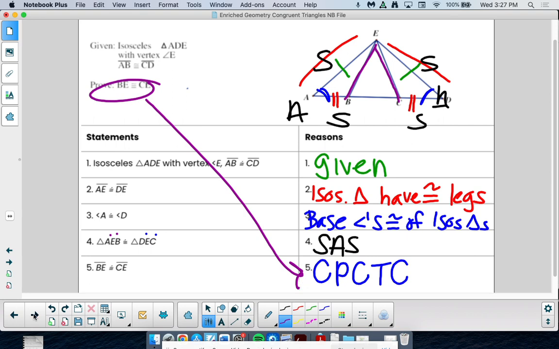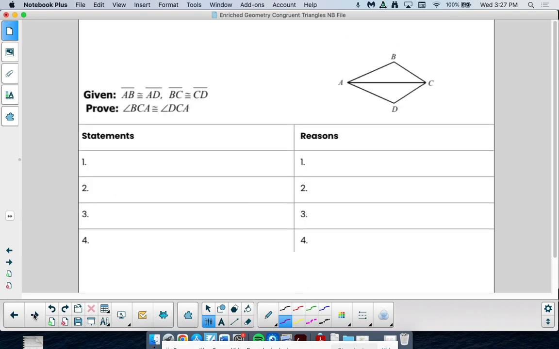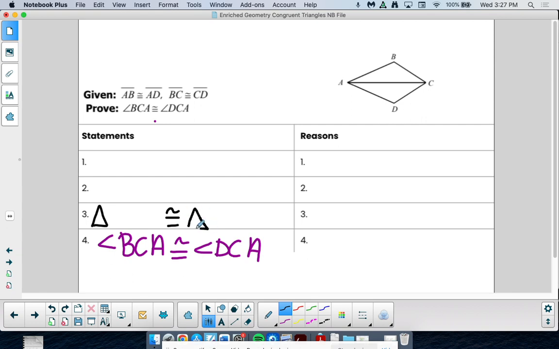Okay, last one, folks. Given AB is congruent to AD, BC is congruent to CD, show that angle BCA is congruent to angle DCA. All right, well, since I know I'm trying to prove parts are congruent, I have to first show I have congruent triangles. So I'm just trying to help myself out. Before this step, I know I have to show some triangle is congruent to some other triangle. Okay?